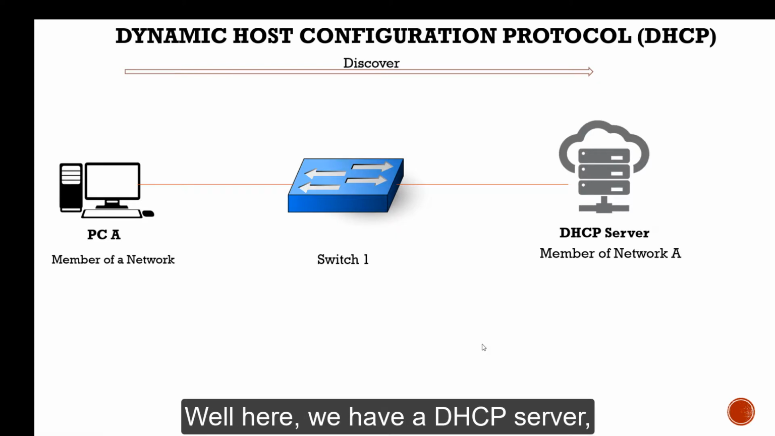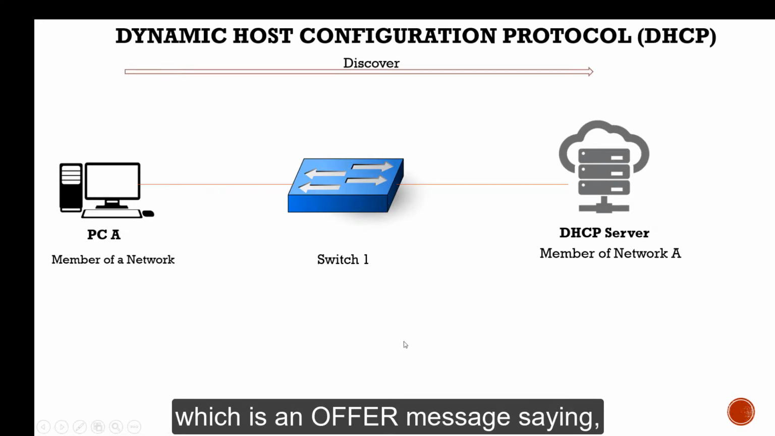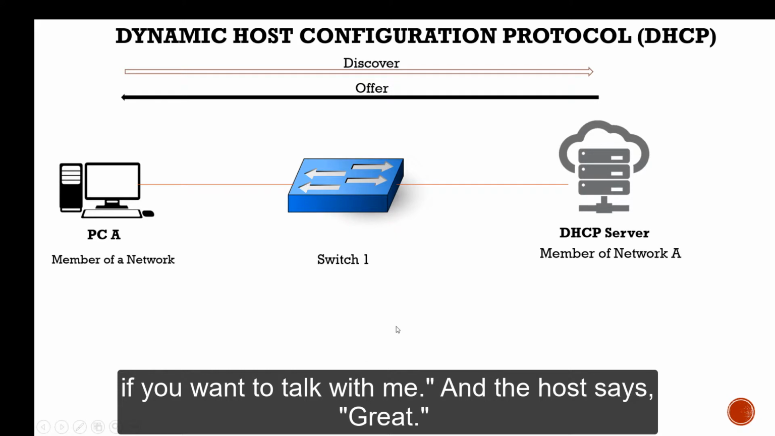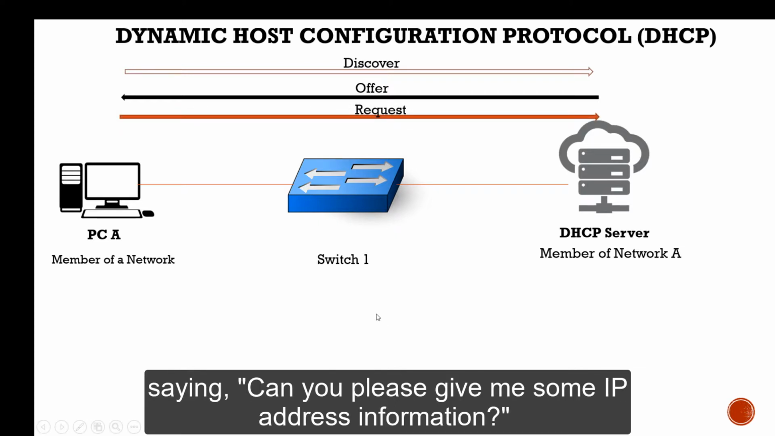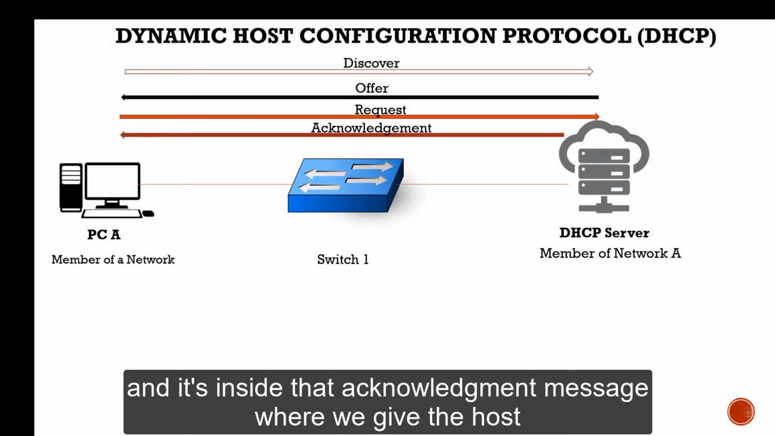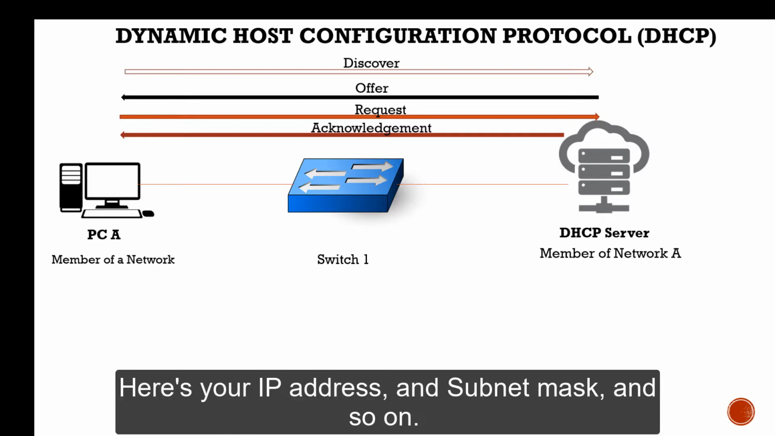Well, here we have a DHCP server and it's going to respond with the O in DORA, which is an offer message saying, "Yes, I am a DHCP server and here's my IP address if you want to talk with me." And the host says, "Great." And it sends out the R in DORA, which is the request saying, "Can you please give me some IP address information?" The server responds with the A in DORA, an acknowledgement, and it's inside that acknowledgement message where we give the host all that requested information. Here's your IP address and subnet mask and so on.